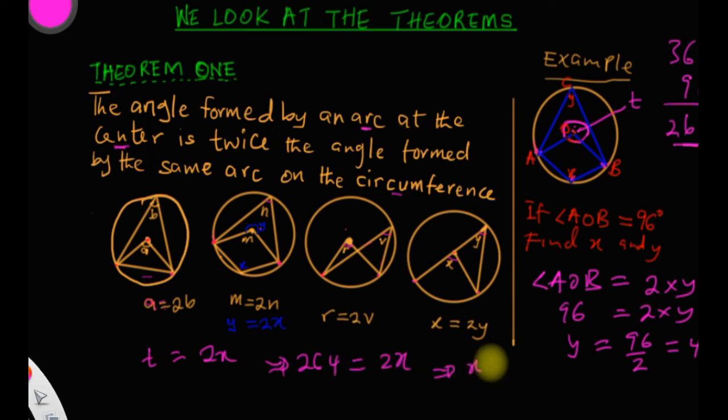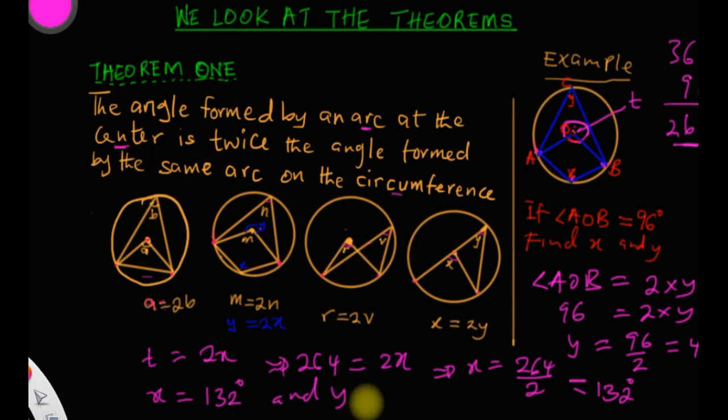So how do we get S? S will be equal to 264 over 2, which is 132 degrees. So S is equal to 132 degrees, and Y is equal to 48 degrees.